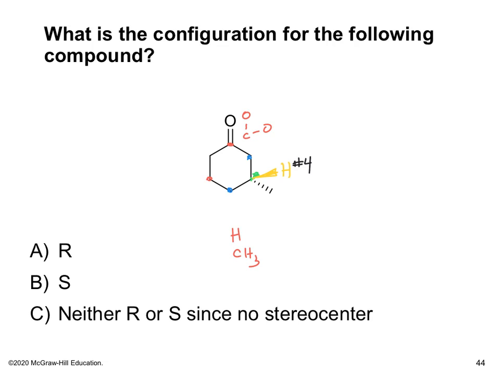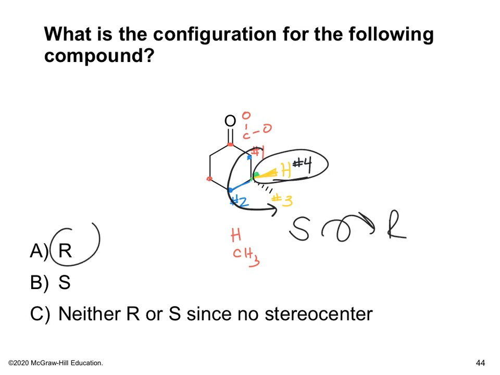So this is going to be priority number 1. And then this is going to be priority number 2. And then this will be priority number 3. So now we connect the 1, 2, 3. That is S. And then we do our check. 4's not in the back, so we have to do our switcheroo. So that should be R.